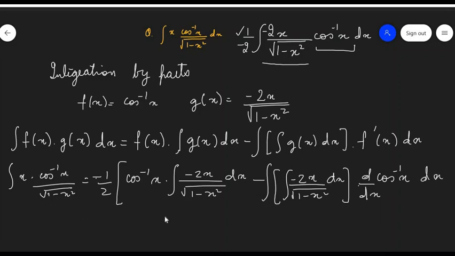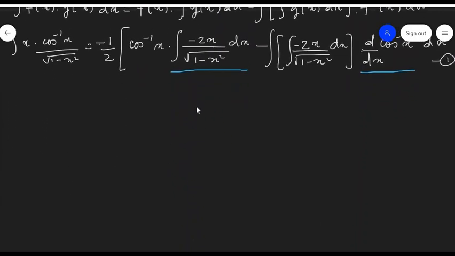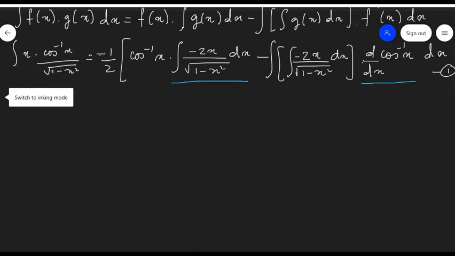Now if you look at this, we need to find out what is the integration of minus 2x upon square root of 1 minus x square, and we also need differentiation of cos inverse x to proceed further. Let's call this equation as equation number 1 and find out these terms so that we can proceed further. So first let us perform the integration.